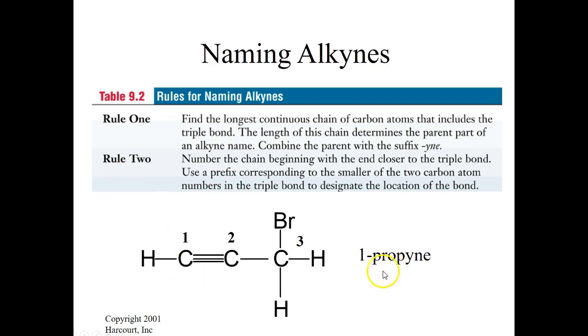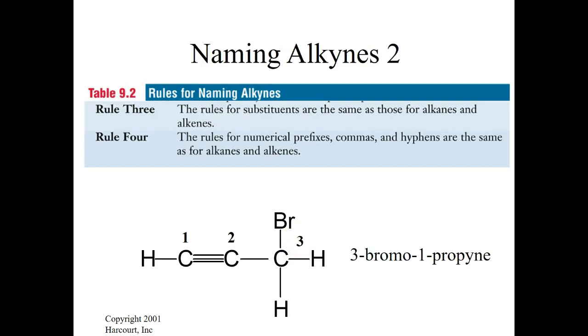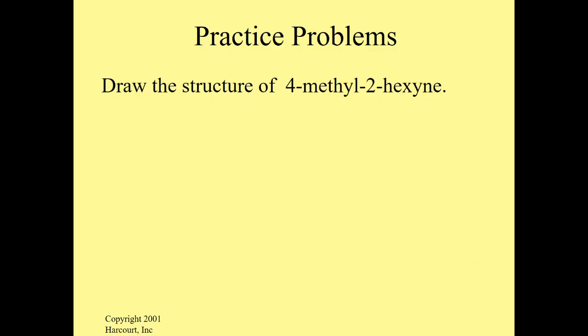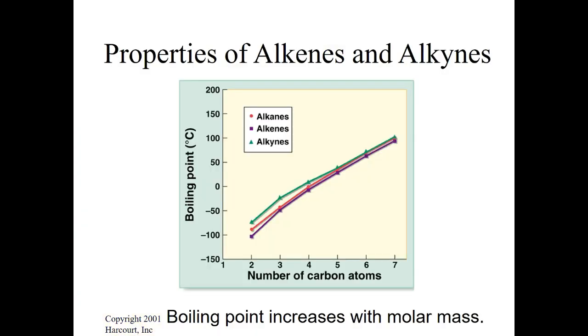And we tell you where this triple bond is. It's on carbon number 1. So we try to make that the smallest number for this guy. We also have a bead, a substituent, and that's on carbon number 3. So we're going to say we have a bromo on carbon number 3. So on carbon 3 we have a bromine, and on carbon 1 we have a triple bond. Try that one in class.